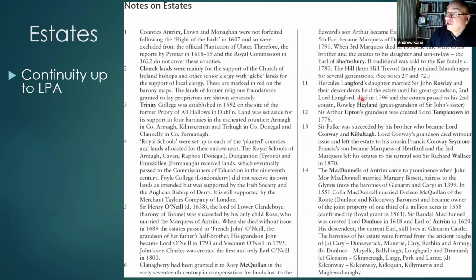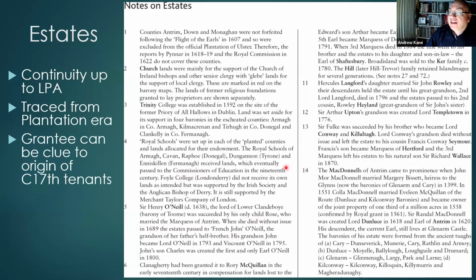Another one there, Langford's estate in County Antrim. Langford's daughter married Sir John Rowley, and Rowley then became the name of the landlord. There are endless other estates where they've changed name, and knowing when those changes took place, either by inheritance through the female line, or by being granted a title, and so on and so on, it's all in there. So it's really the link between the plantation era and the great estates that survived into the 20th century.